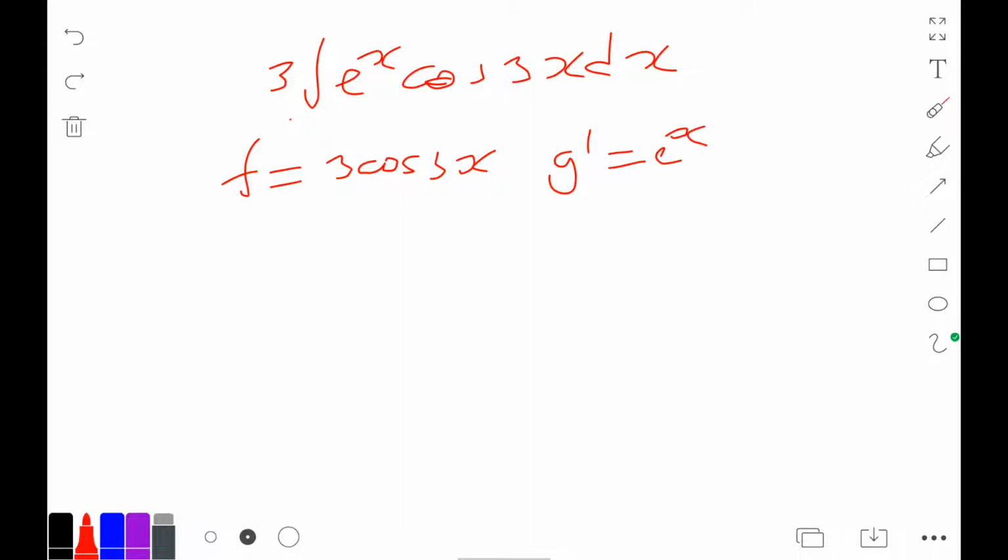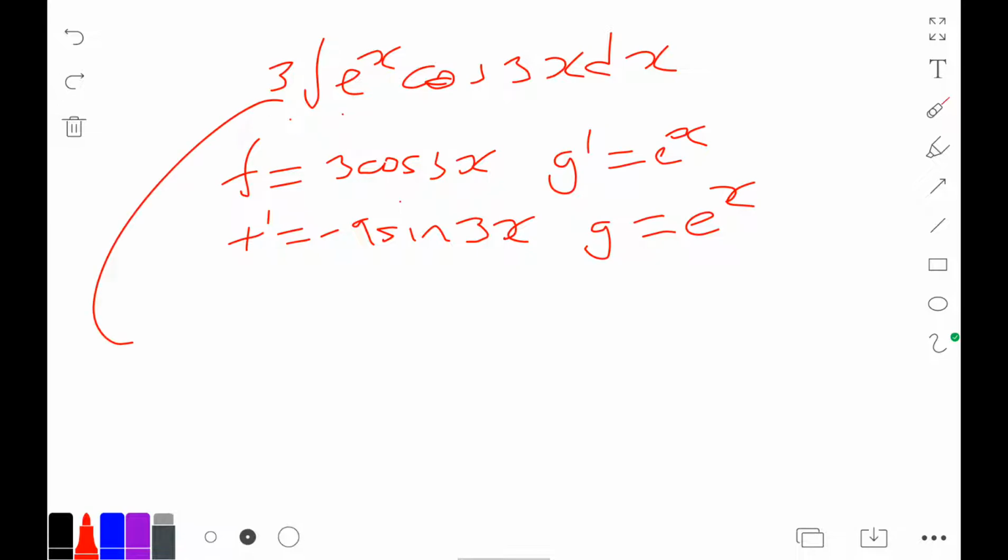Then after that we differentiate. When you differentiate, f prime is going to be negative 9 sine 3x, and our g here is still e to the power x. When you differentiate e to the power x, it remains the same. So now we plug in the cos 3x from here, and you plug in exactly the same way.